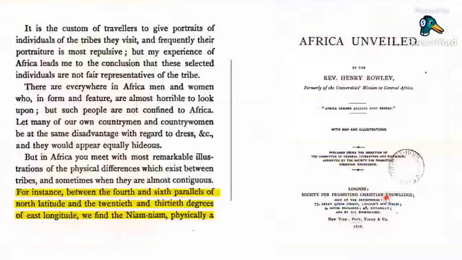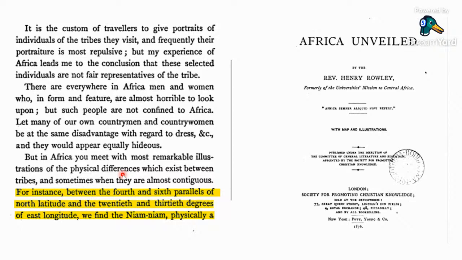So to do that, or to expound upon that, we're going to go back to the book Africa Unveiled, again, by Reverend Henry Vow or Revol. And right here, it gets very, very interesting. It says, but in Africa, you meet with the most remarkable illusions of physical differences which exhibit between tribes, and sometimes when they are most or almost contagious.